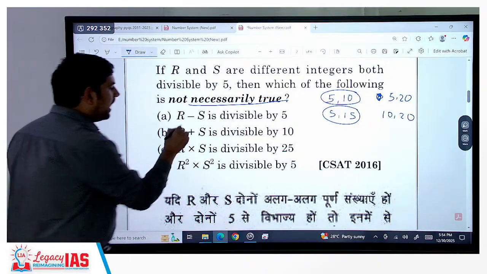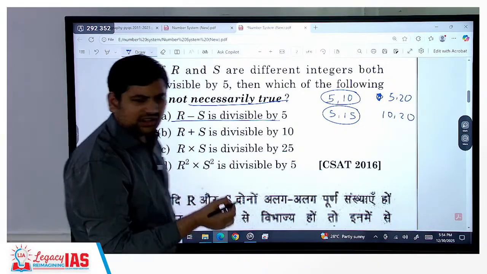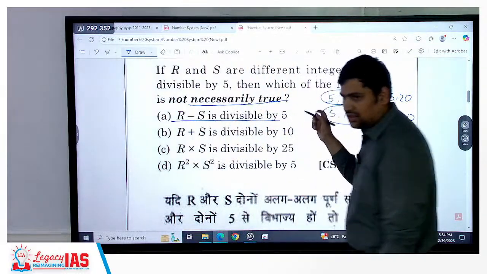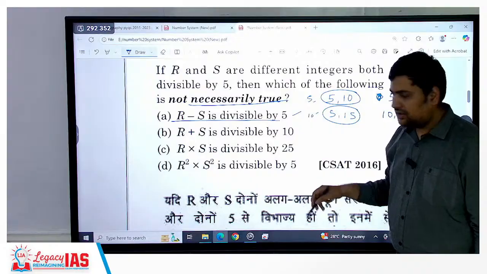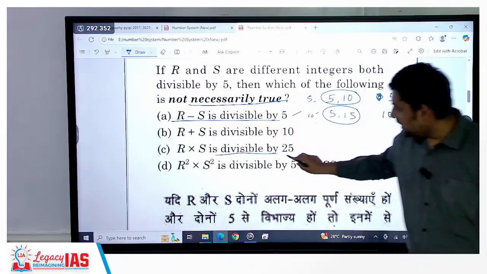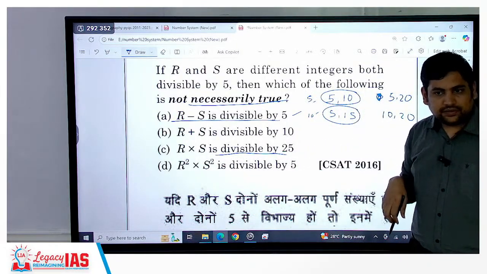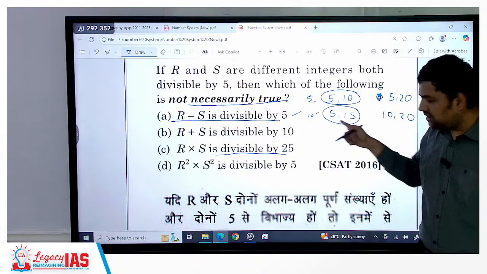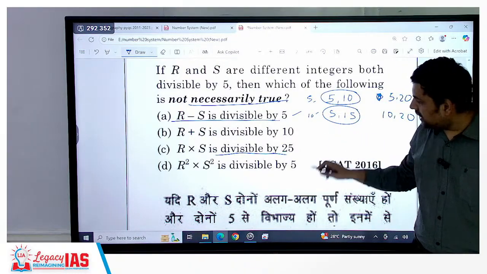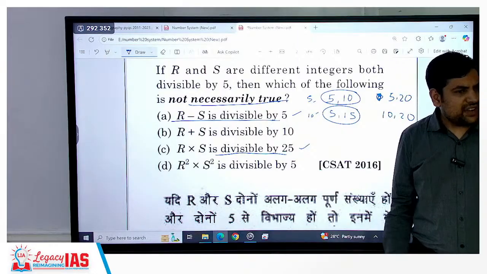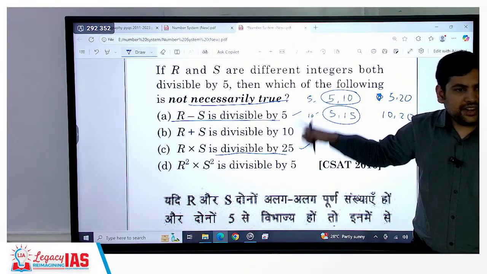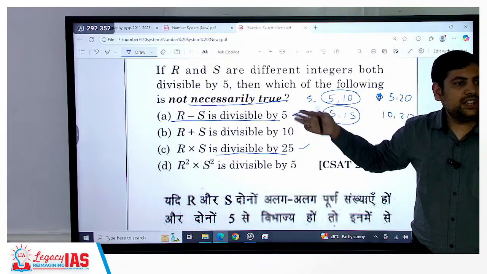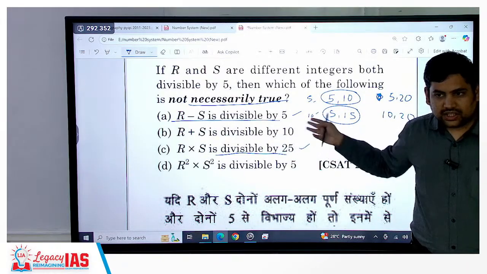Now, let's see, r minus s is divisible by 5. Of course, if you take this is 5, this is 10, both are divisible by 5. Then if you take c also, r into s is divisible by 25. Of course, 50 and 75, both are divisible by 25. Why will you get this? Because one is divisible by 5, the other is also divisible by 5. 5a into 5b will give you 25ab, correct? So that is of course divisible.